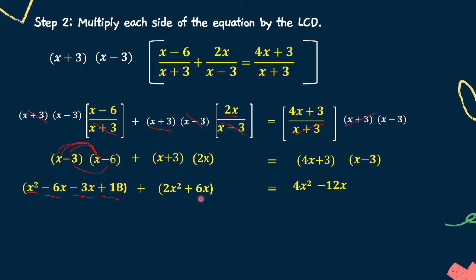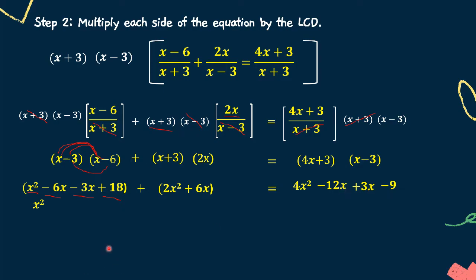We proceed to the next side. We have 4x times x, which is equal to 4x squared. 4x times negative 3 is equal to negative 12x. Plus positive 3 times x is positive 3x, and positive 3 times negative 3 is negative 9.